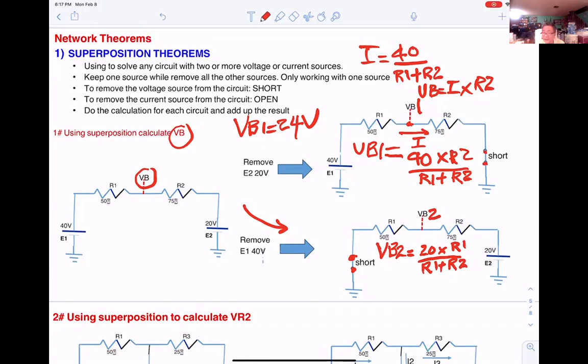Okay, so basically VB2 you get 8 volts. Is that correct? Right, sir. And then you add them up. You get VB, okay, VB will be 32 volts. This is the answer. That means you take 24 adding to 8.